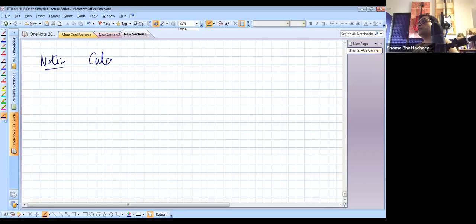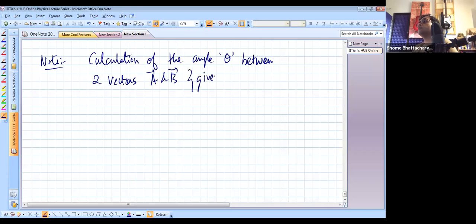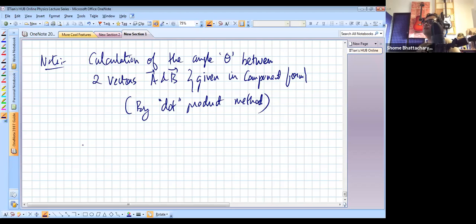So we'll see calculation of the angle theta between two vectors, let's say A and B, which are given in component form, by dot product method. Okay, so this is a very simple thing. We know that A dot B is equal to AB cos theta.